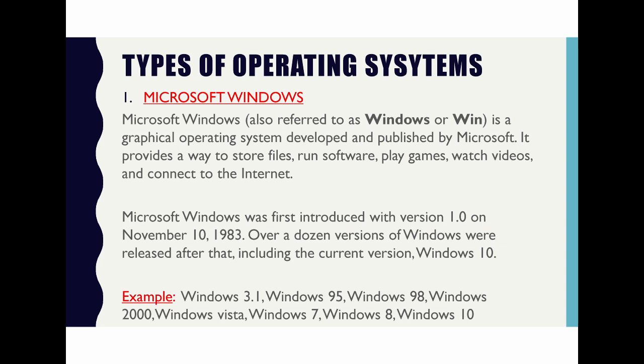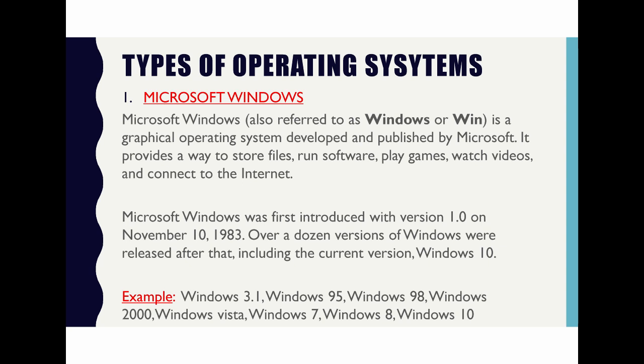Microsoft first introduced Windows with version 1.0 on November 10, 1983. I have also mentioned the date when the first version of Microsoft Windows was introduced. Over a dozen Windows versions were released after that, as you all know, including the current version, that is Windows 10. Basically, now I have also provided you the examples.